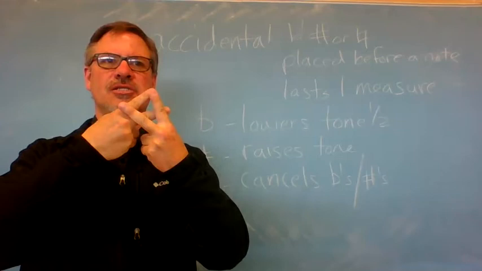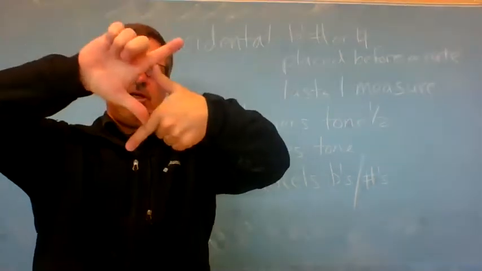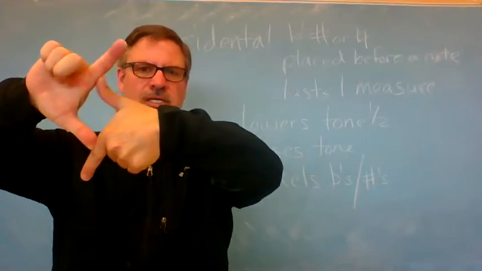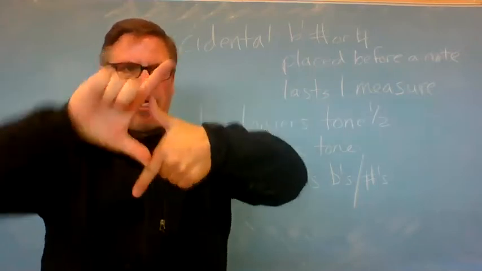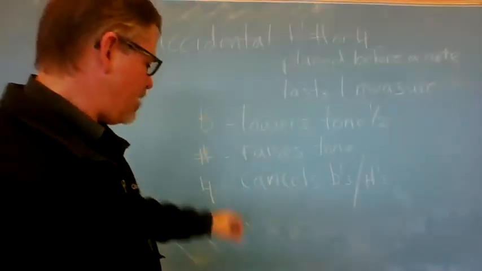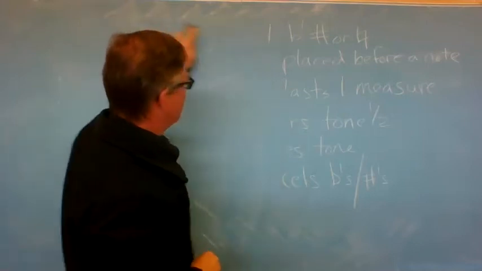The sharp sign looks like the pound sign, hashtag, and then the natural symbol looks kind of crazy, okay? So it looks kind of like a 7 this way and an L that way, okay? So that's the naturals. We're going to go to the next one, which is the R.